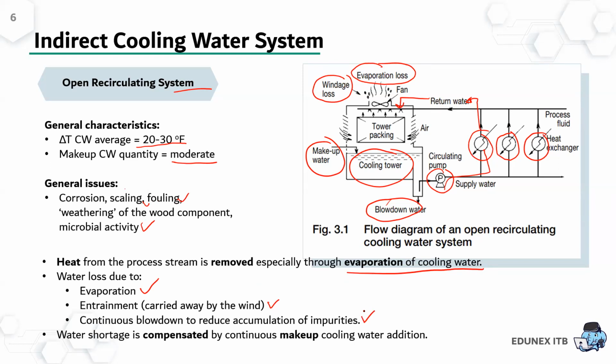So we also need to blow down the water in order to make sure that the characteristics and the quality of the water fulfill the requirements. Okay, so the water shortage is compensated by the continuous makeup cooling water additions. So it is actually very important to make the balance between the water loss and the water input into this open recirculating cooling system.